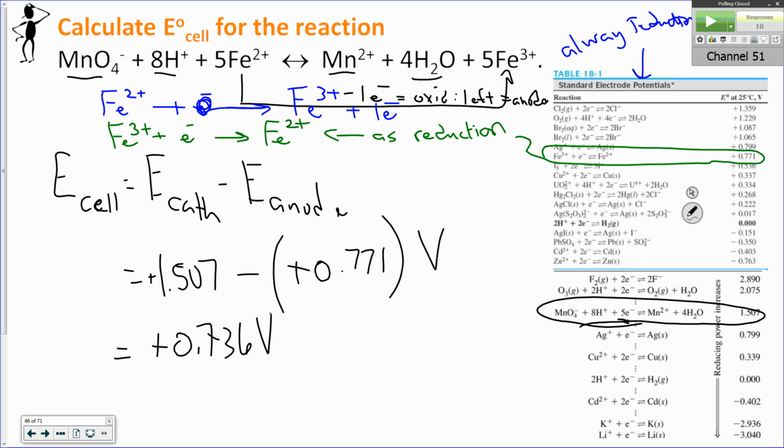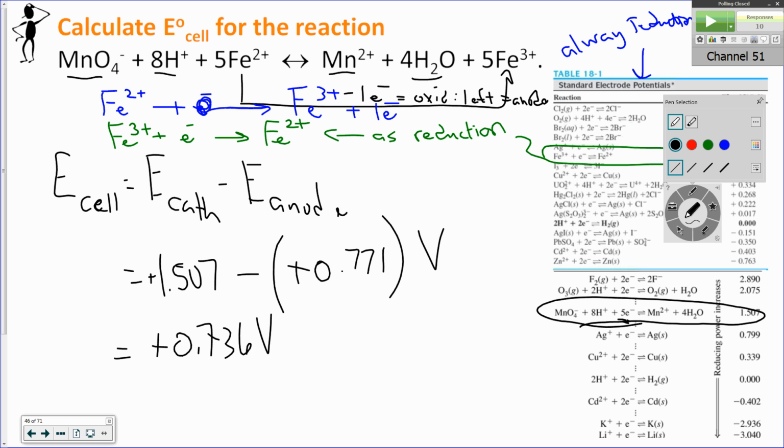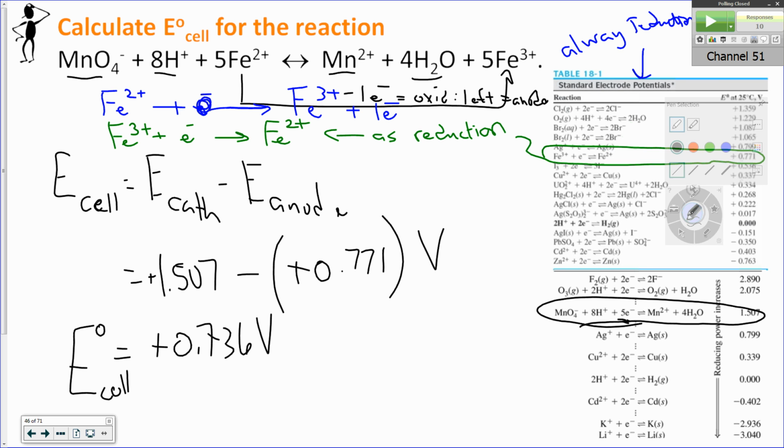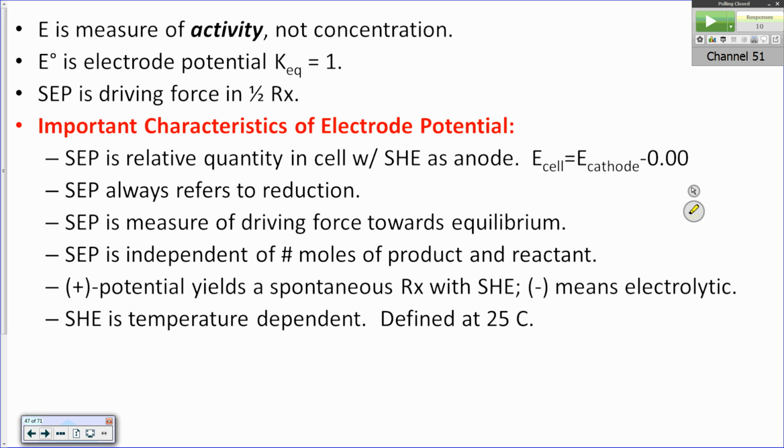And this would be the cell potential if everything is at 1 molar. Let me be clear you understand this. This is E naught of cell, and what the naught represents is standard conditions. So whenever you see the naught, that represents everything's at 1 molar. All right, so let's look at some key things we need to know about standard electrode potentials.